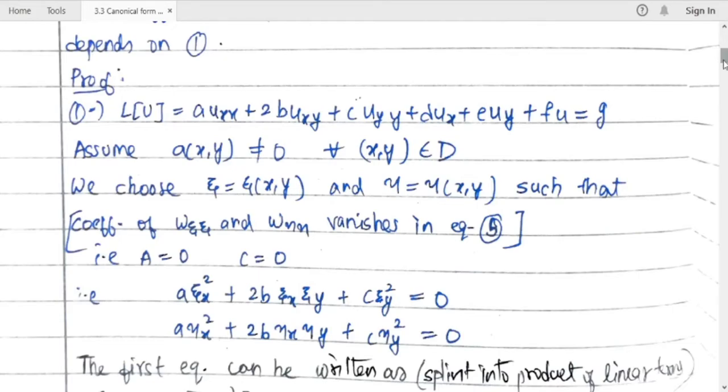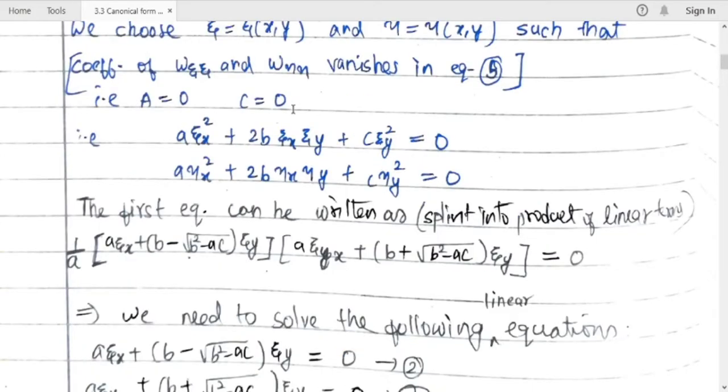Okay, W theta theta and W eta eta should vanish, because in the canonical form we should have only W theta eta. So we have to choose theta and eta in such a way that A bar and C bar are 0. A bar and C bar come from equation B.